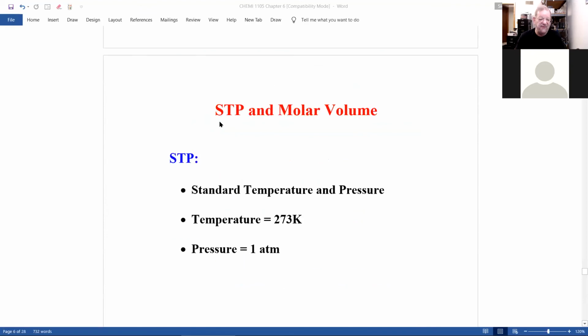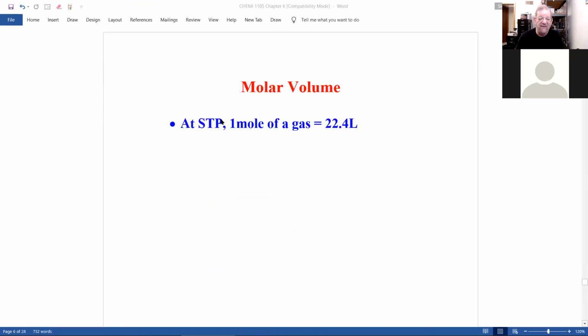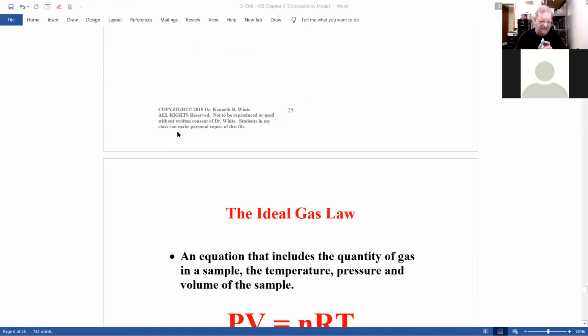And at STP, which stands for standard temperature and pressure, which is 273 Kelvin, 1 atmosphere, Avogadro found that 1 mole of a gas equals 22.4 liters. And this helped a lot in determining the whole concept of moles, which is why Avogadro's number was named after Avogadro, even though he wasn't the one who discovered that number.